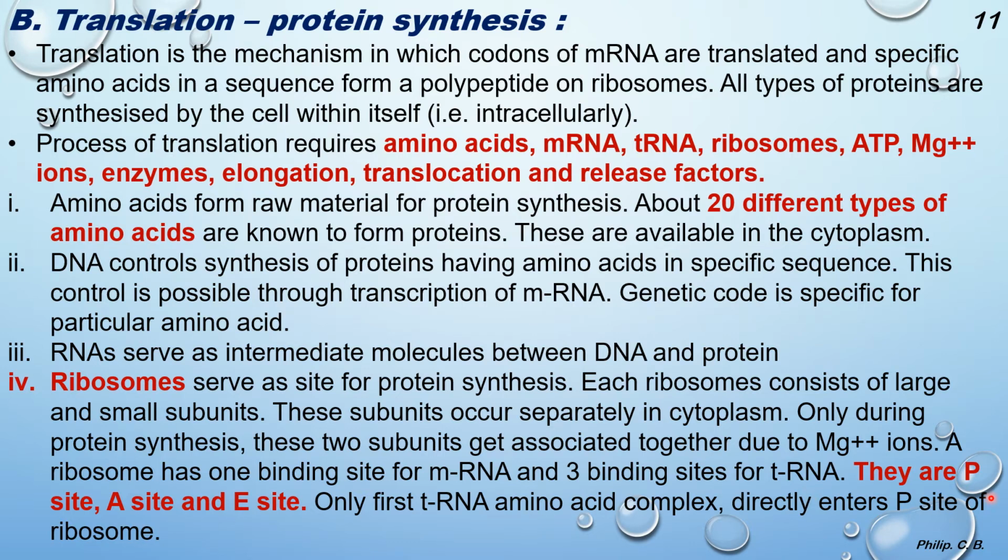Now, which are the three binding sites? They are the P site, A site and E site. Only the first tRNA-amino acid complex directly enters the P site of the ribosome. Further you will learn about these three sites as well. So remember, there is one site for mRNA and three sites for tRNA, and these three sites are the P site, A site and E site. At the P site, the tRNA-amino acid complex is directly formed.